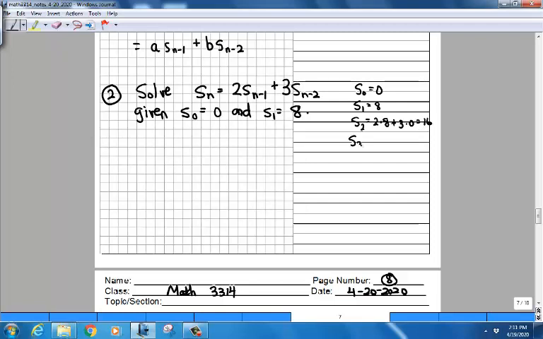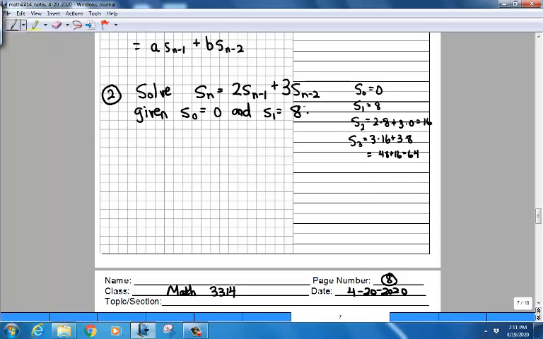Or, what would S sub 3 be? That's 3 times S sub 2. But S sub 2 was 16, plus 3 times S sub 1, but S sub 1 is 8. Well, this is already getting big. So we have 48 plus 16 is 64. And then, of course, you can continue generating more values for the recurrence relation using this formula.